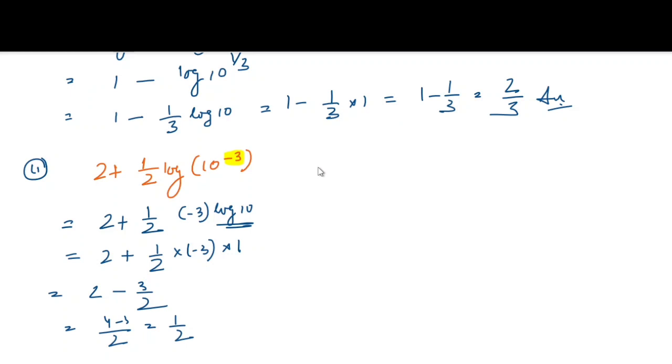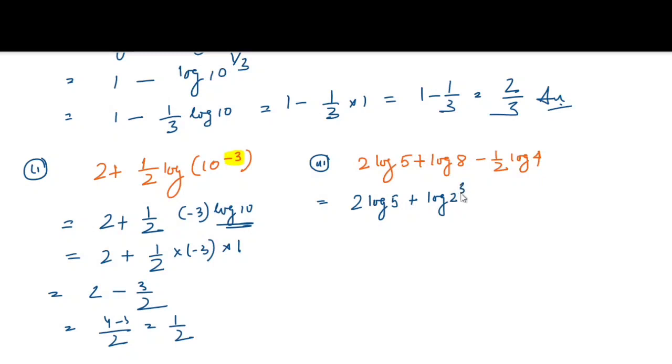Okay, so next, number 3. What is the question? We'll write 2 log 5 plus log 8 minus half of log 4. Here we'll write 2 log 5 as it is, plus log 8 as log 2 to the power 3, minus half log 4, which we write as log 2 square.